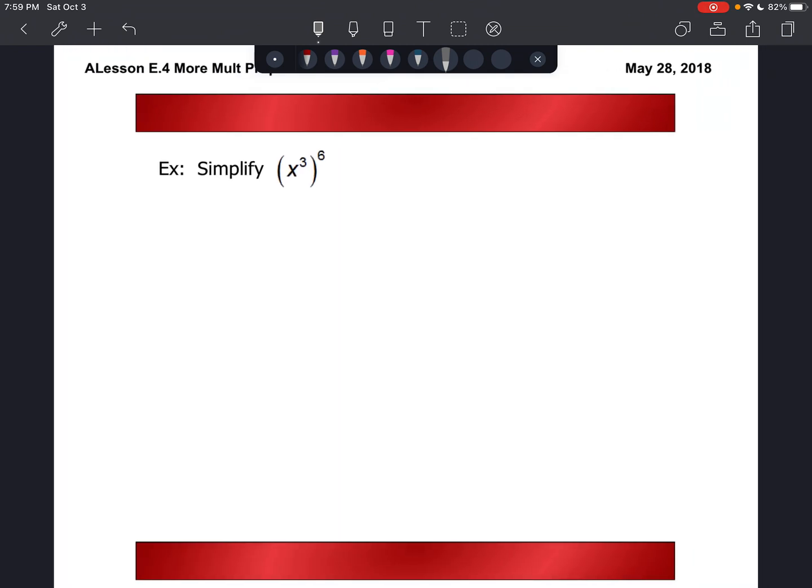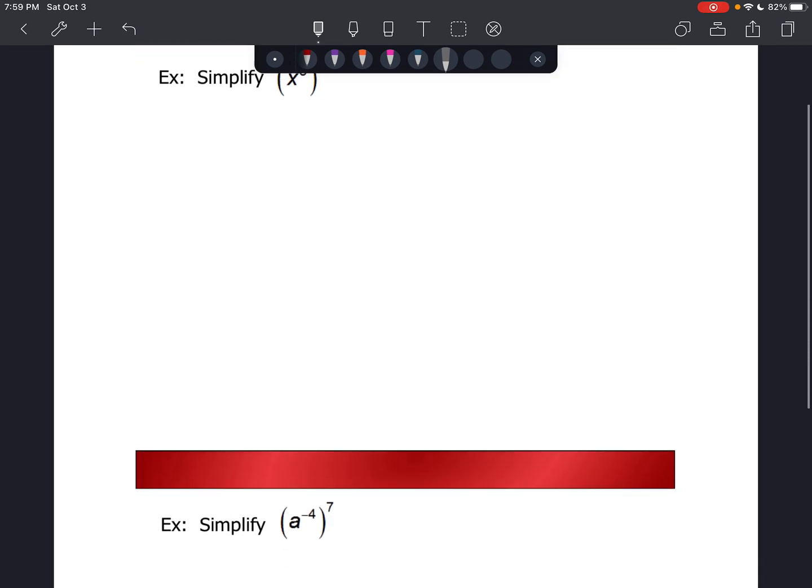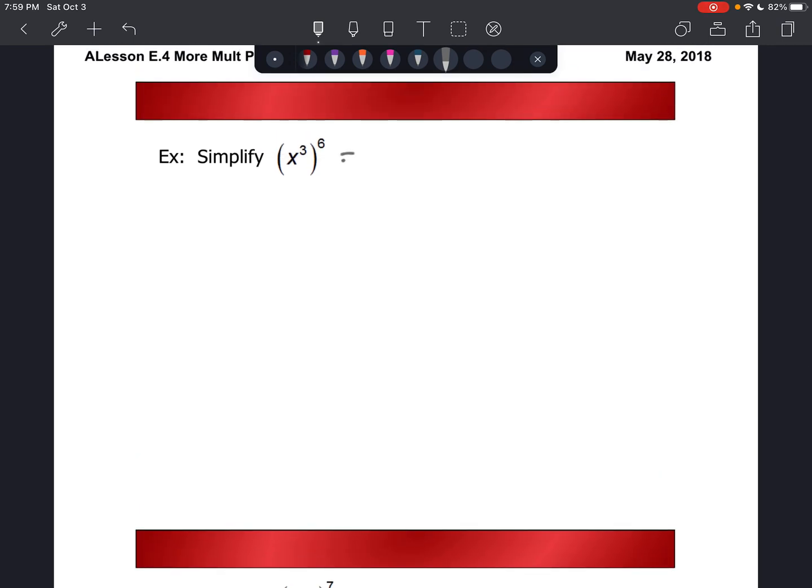So here's some more examples. We're going to simplify x cubed to the 6th power. This is the power to a power rule. So that's going to be x to the 3 times 6 power, which is x to the 18th power.